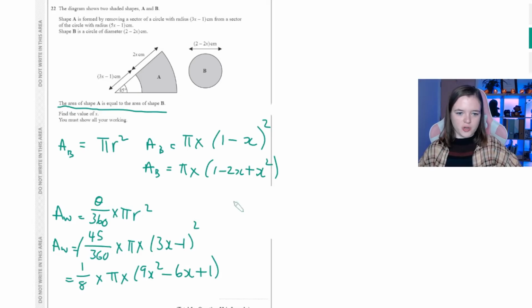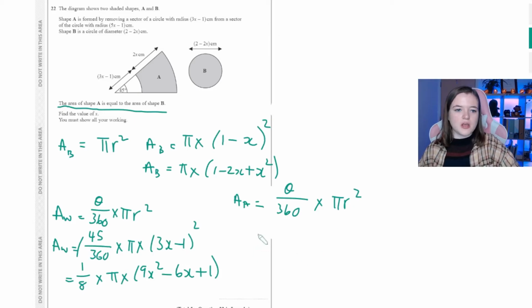Let's move on to then the area of, technically A, all of it. So area of all, guess it still works. So area of all of that is going to be the same equation, theta over 360 times pi r squared. So then we're going to figure out theta, easy peasy, that's just 45 still. So this is still just 1/8.